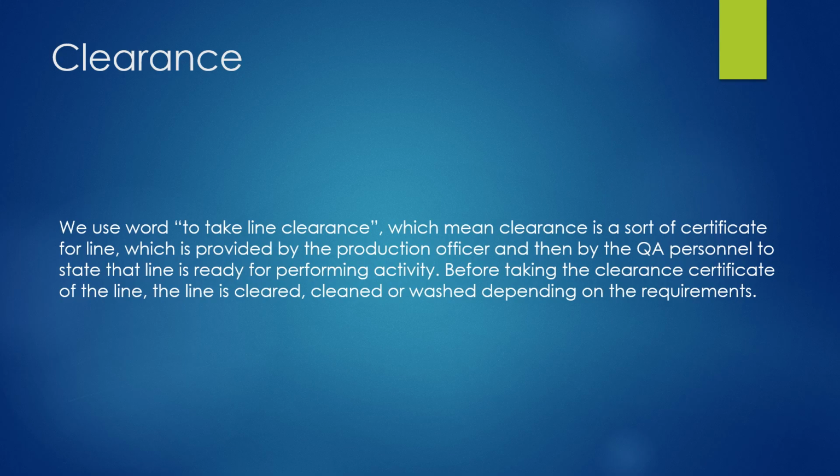The line clearance is given through a documented form. That could be a certificate or a format stating that the particular area has been given clearance to be used for performing another new activity. So the production officer will provide the line clearance certificate and ensure that all the previous product activities and previous product related things are removed from the particular line. This is assured by the quality assurance person, who would state that the area is ready for performing the next new activity.